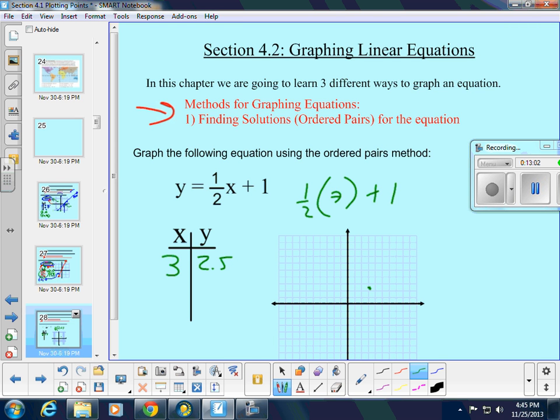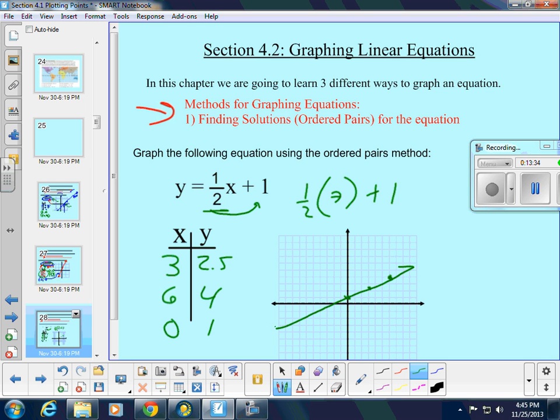I mean, there's that point, so I can still plot it. But if you'd like working with integers more, then I'd pick numbers that are even in this case. If I pick the number 6, half of 6 is 3, and then adding 1 gives me 4. So I get the point 6, 4. 1, 2, 3, 4, 5, 6, 1, 2, 3, 4. Or picking 0, which is always a good number: 0 times 1/2 is just 0, plus 1 gives me 1. So 0, 1, there's that point.